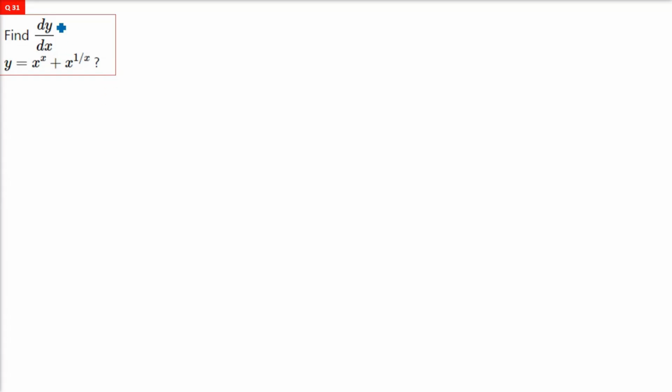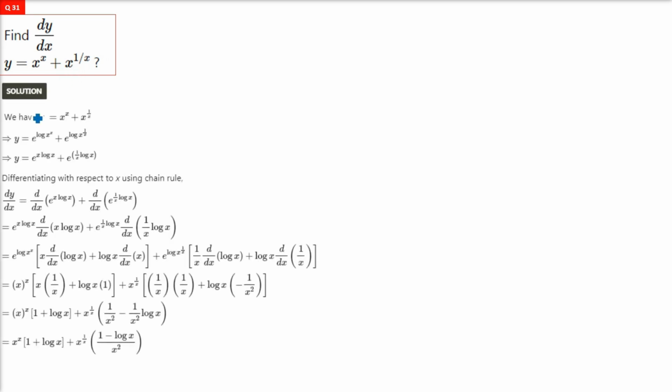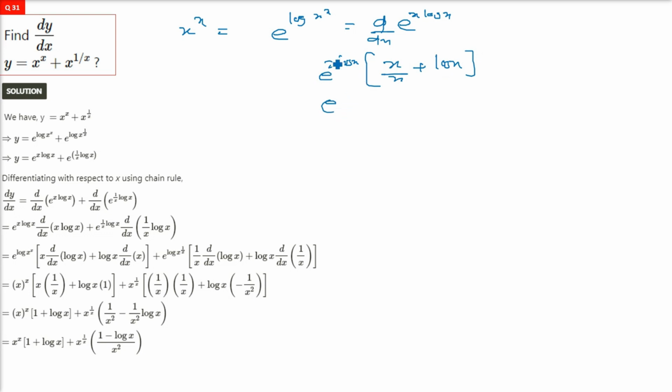Now dy by dx of y equals x to the power x plus x to the power 1 by x. So as I just said that these are repeated questions. If you want to just go ahead, you can just go forward. But who wants to understand? X to the power x will be e to the power x log x, the power x coming in front. So dy by dx of e to the power x log x will be remaining the same. E to the power x log x, log x will be 1 by x, and then plus log x, differentiation of x will be 1. So e to the power x log x, it is coming from x to the power x only, and 1 plus log x. This is your first part.